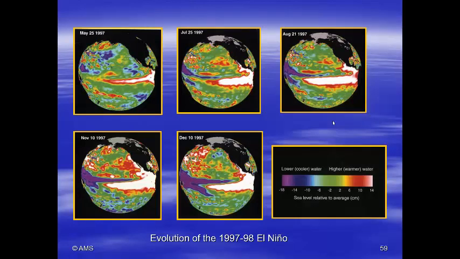Here we can see the evolution of the 1997-98 El Niño. So these are sea level relative to the average in centimeters, with lower, cooler water and higher, warmer water.